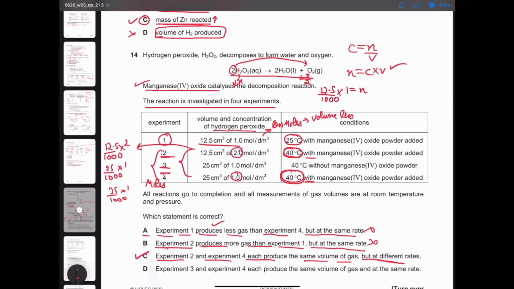Now in statement D, experiments 3 and 4 produce the same volume of gas. This is true. But at the same rate.